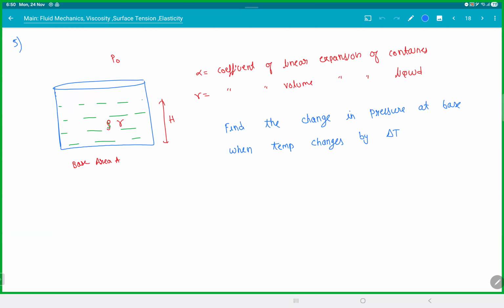If I increase the temperature, what happens to the pressure? Increase, decrease, remain same, or it depends on the values of the rho, alpha, and gamma. It's 4 options. I'm literally asking you to find the change in pressure, so I give you all the data though. Let's get this.